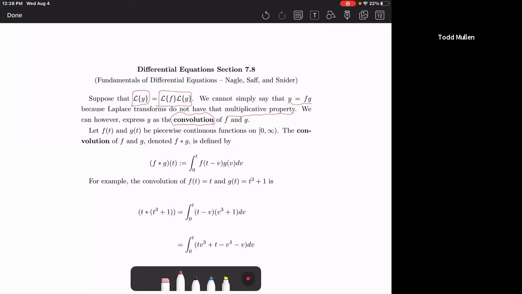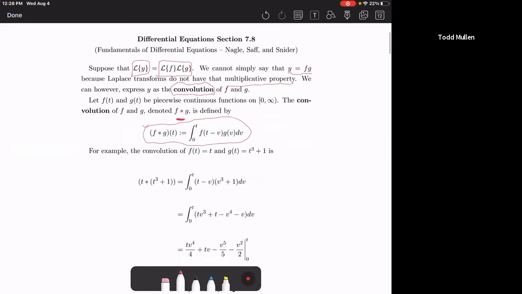So let f of t and g of t be piecewise continuous functions from 0 to infinity. The convolution of f and g, denoted f star g, is defined like this. F star g of t is equal to the integral from 0 to t of f of t minus v times g of v dv.